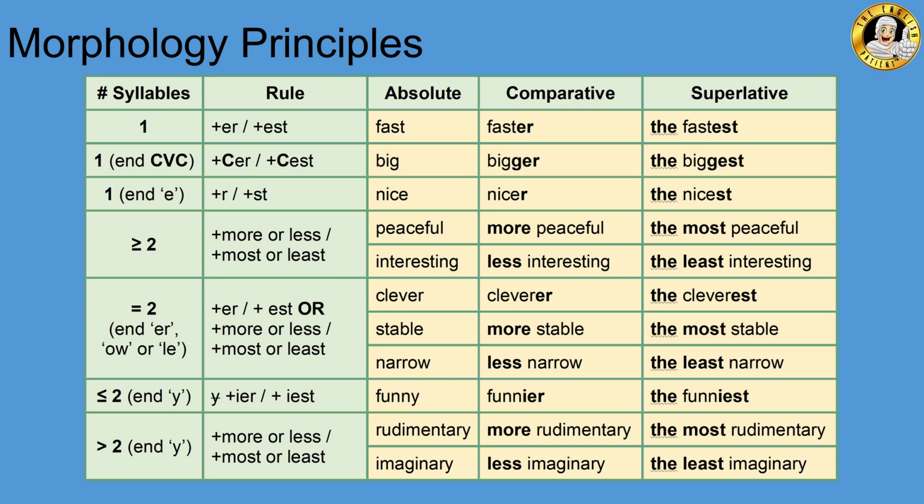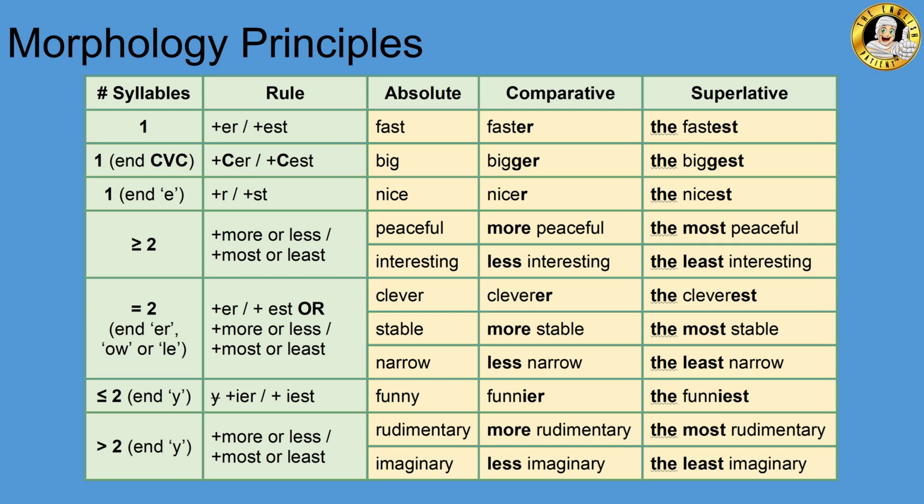So if you have a one-syllable absolute adjective, the basic rule is you add ER for the comparative if you want to compare it with something else, or EST if you're talking about one in its class. For example, fast, add ER and you can say faster. Add EST and you have fastest. And notice we've added the because there is only one who is the fastest in that particular group.